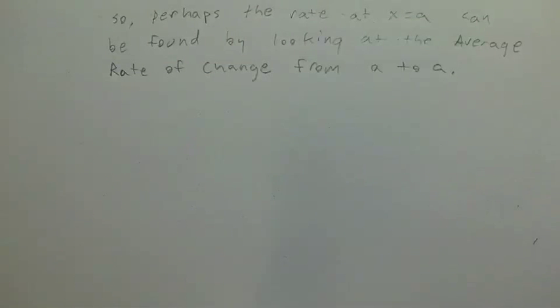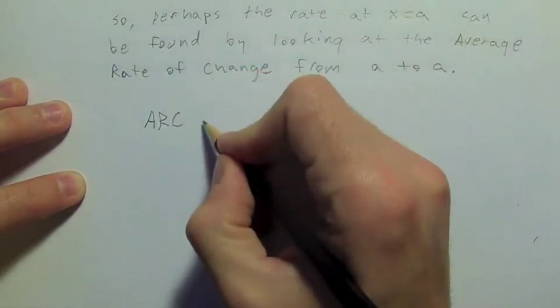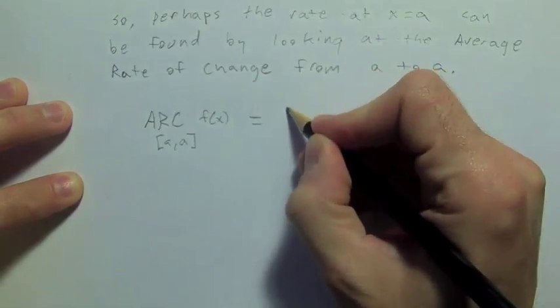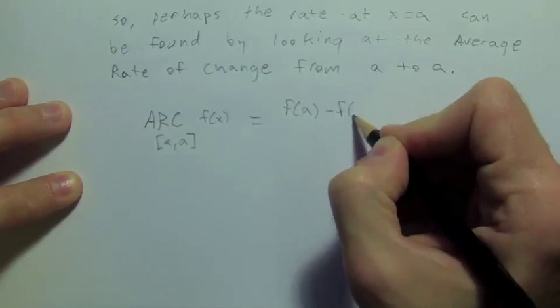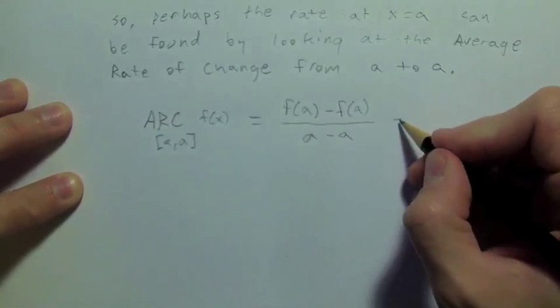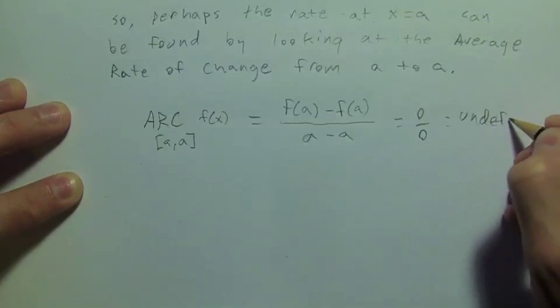And think about that. If I calculate the average rate of change from A to A, it's not really an average anymore, is it? It would just be the rate of change at A, right? But here's the problem. When we go to calculate that, the average rate of change of f of x from A to A is f of a minus f of a all over a minus a. Oh, and that's 0 over 0, which is undefined.